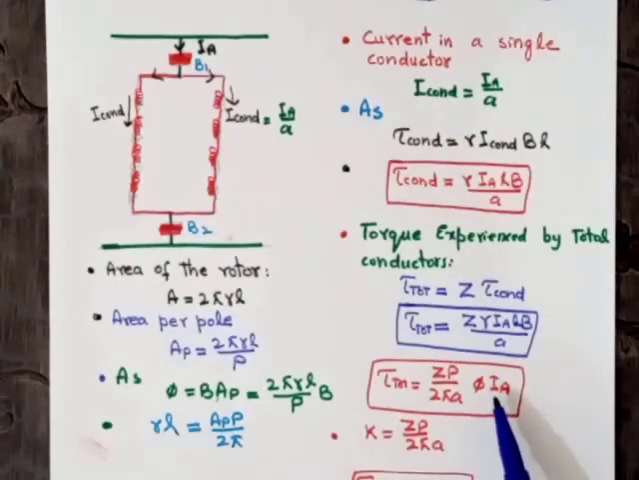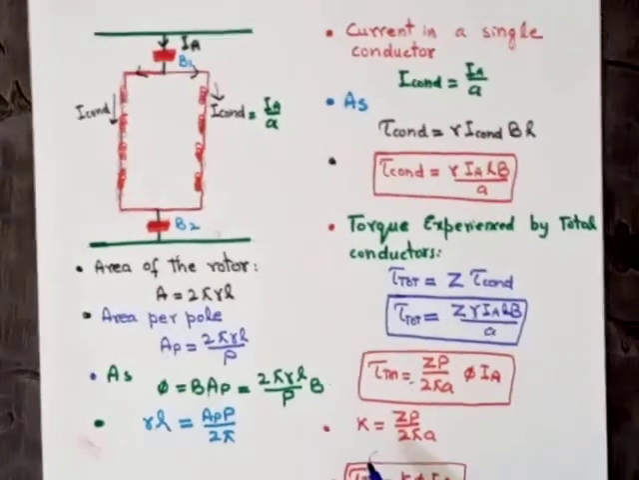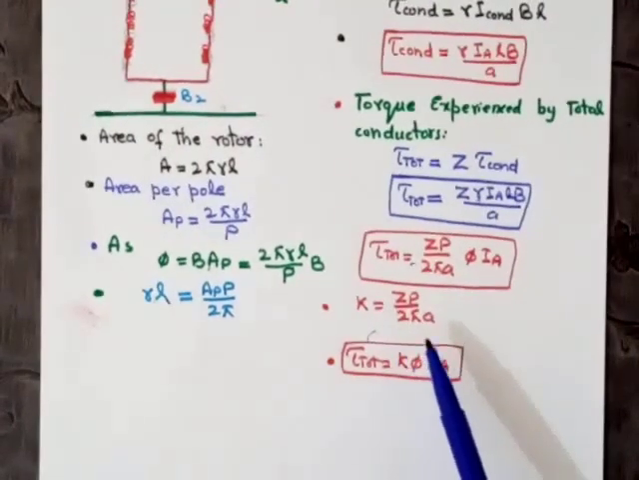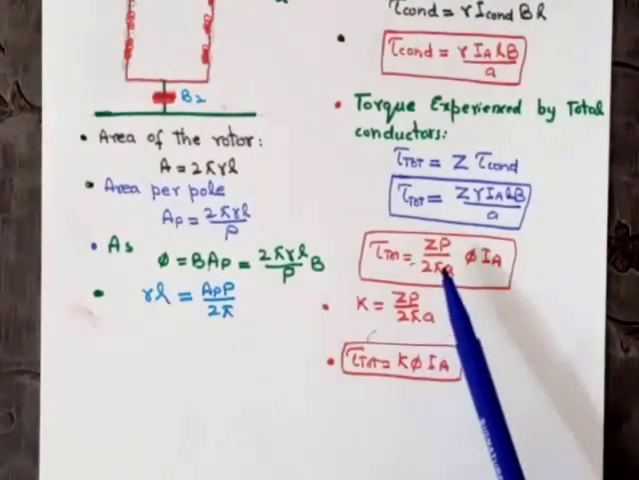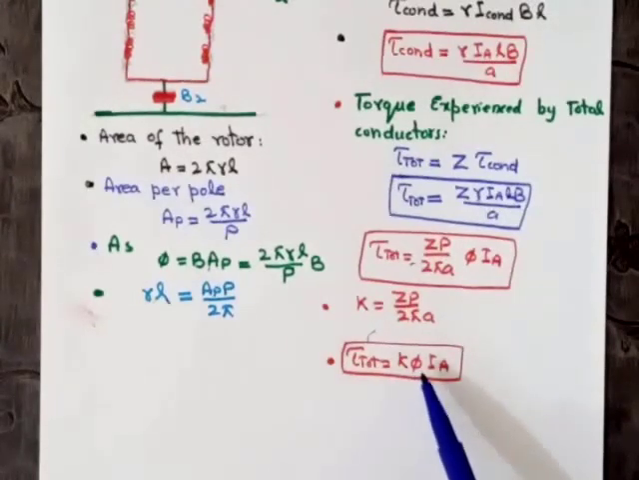where Ia is the armature current, phi is the flux, Z is the number of conductors, P is the number of poles and A is the number of parallel current paths. Let K be equal to ZP over 2 pi A. By putting the value of K in this equation, we get tau total is equal to K phi into Ia.